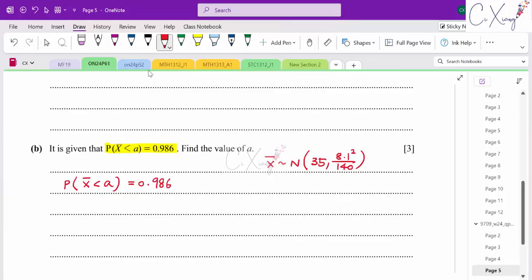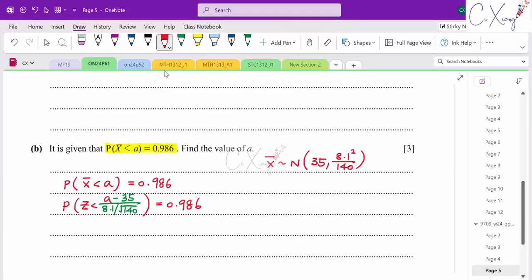To answer this question, you have to standardize it to Z first because it is normally distributed. So I take A minus the mean, divided by the standard deviation, which is 8.1 over square root 140. Then it is equal to 0.986.